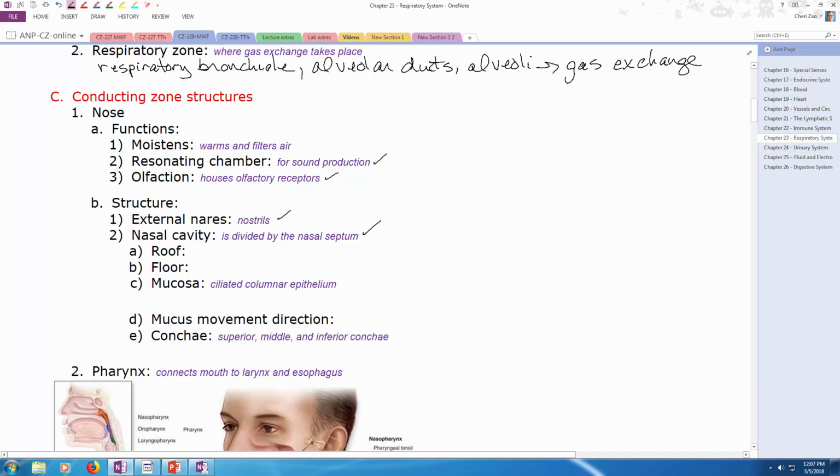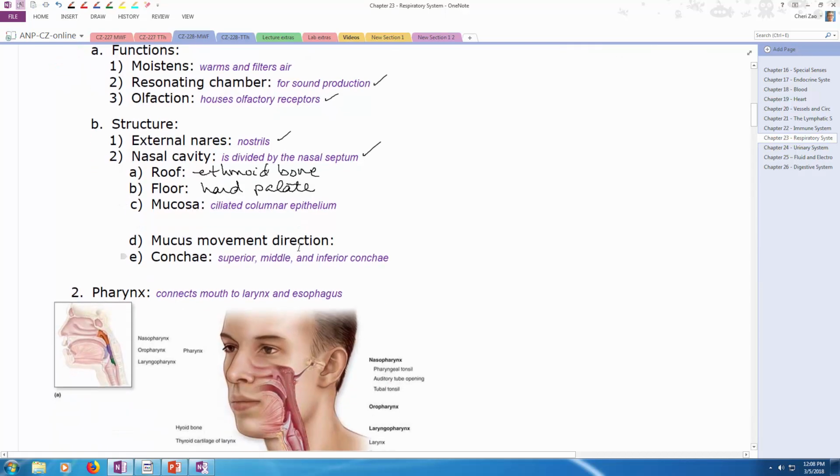What type of cartilage is it? Hyaline. That's your go-to cartilage, right? Hyaline is almost like a knee-jerk response. In the roof of the nasal cavity, that's where the ethmoid bone is. The floor of the nasal cavity is called the hard palate. Remember, the bulk of the hard palate is our maxillary bone, and then those little palatine bones are on the posterior aspect of that hard palate.